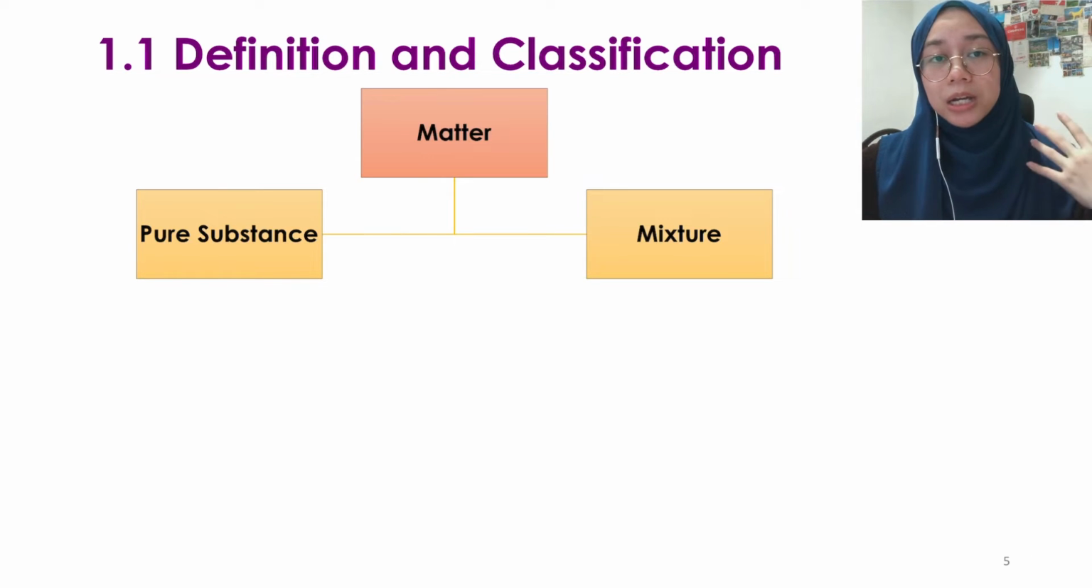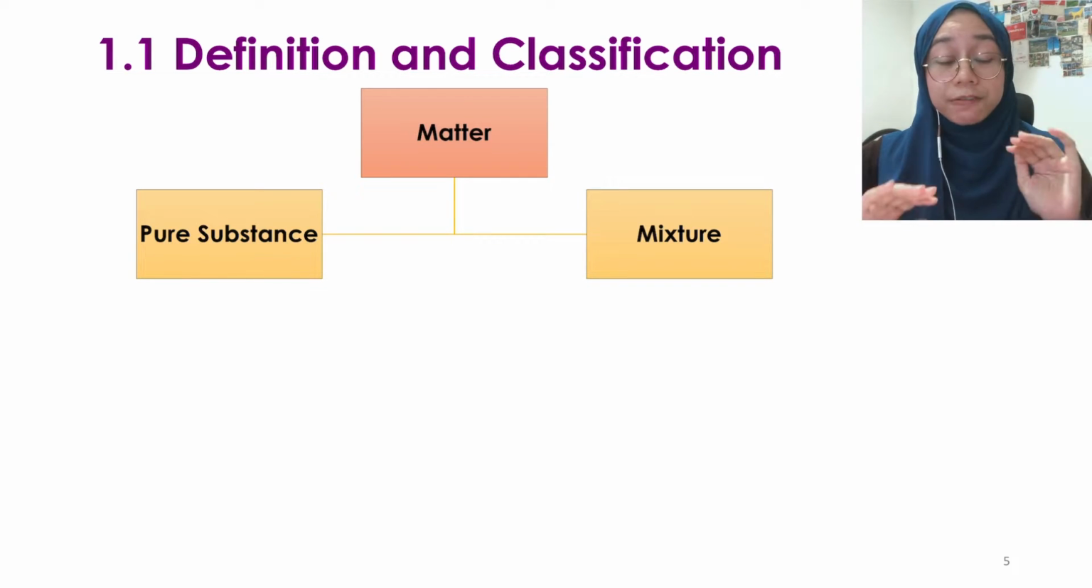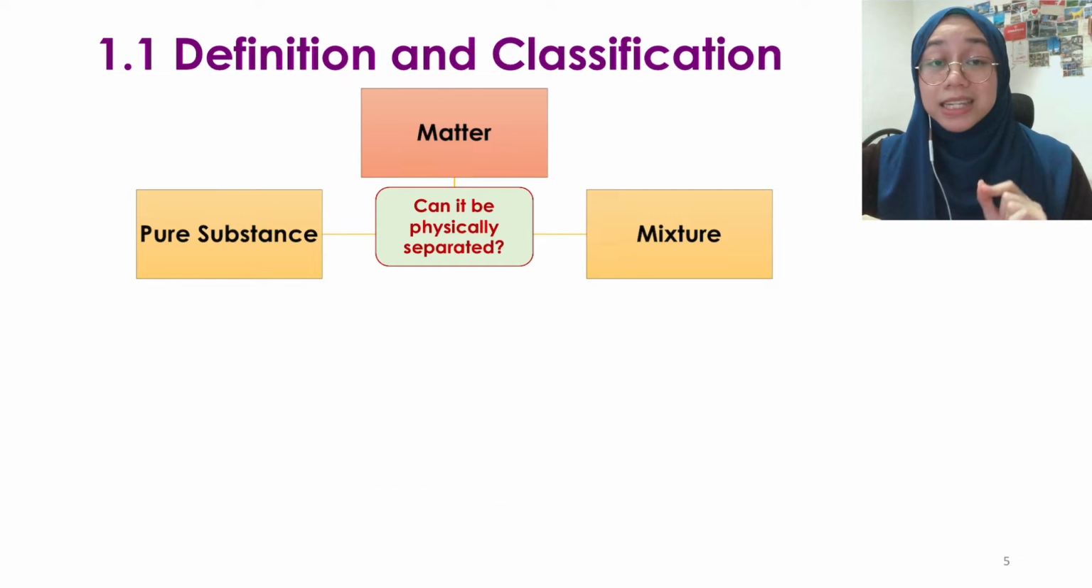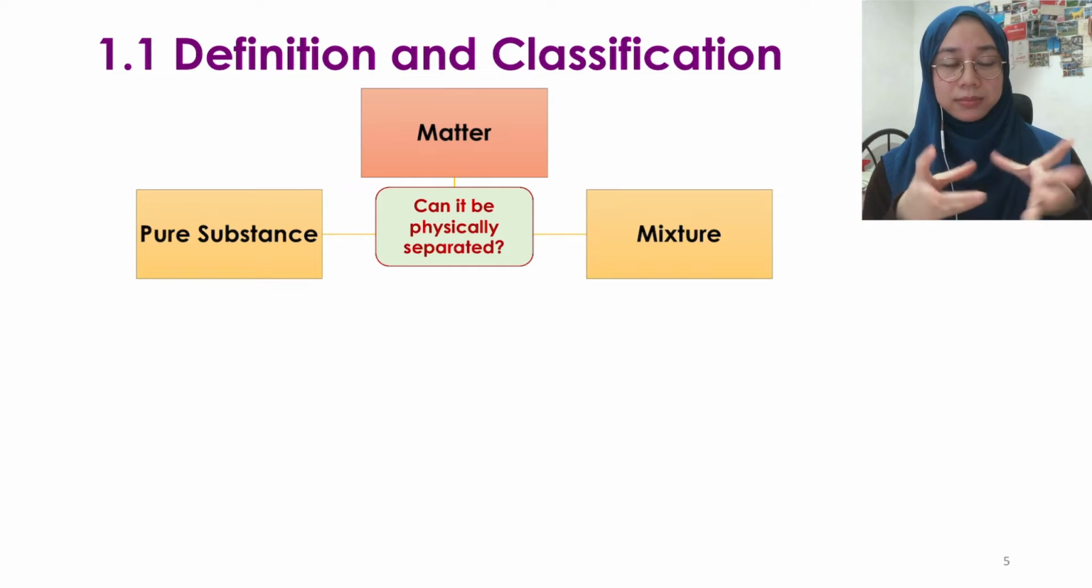However, if you know the definition of pure substance and mixture, kamu akan jadi lagi faham. Okay, so how do we differentiate between these two? So tanya soalan, okay, can it be physically separated? Okay, so for example, kamu ada beras, okay, dalam satu tupperware or whatever.